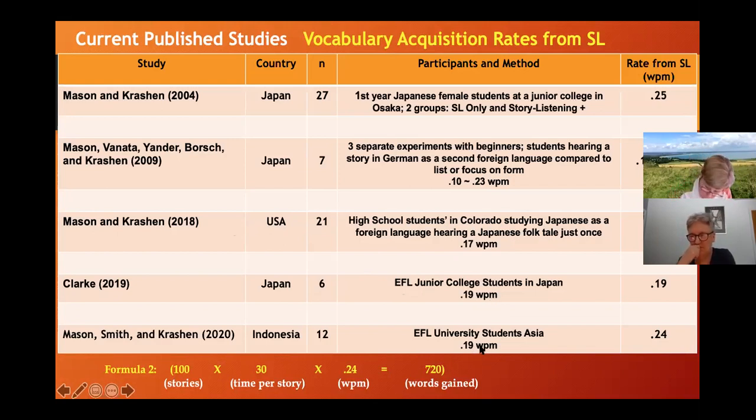This 0.19 is not right. But our study that was just published this past year, Mason, Smith, and Krashen, EFL students in Asia, 5 different countries, had gains of 0.24. So we can see that all of these results are really quite similar.